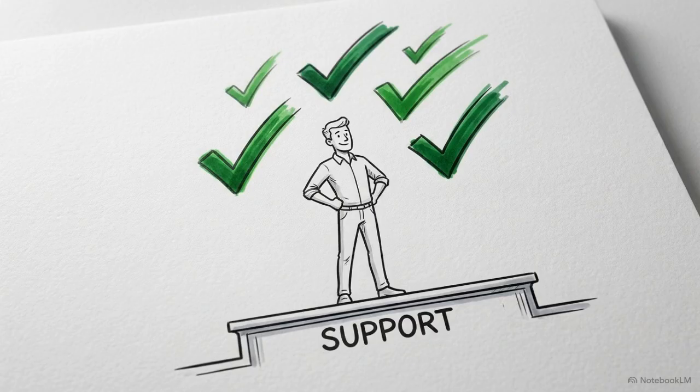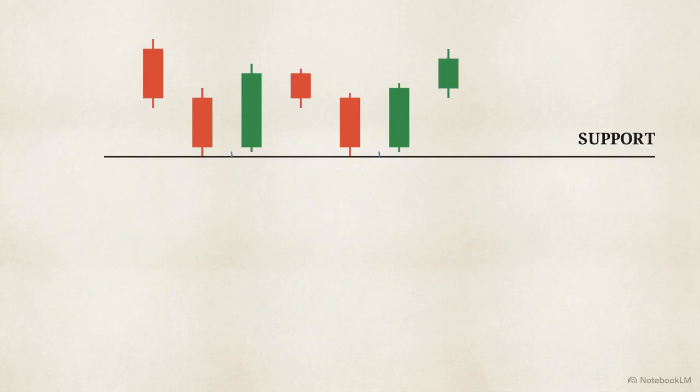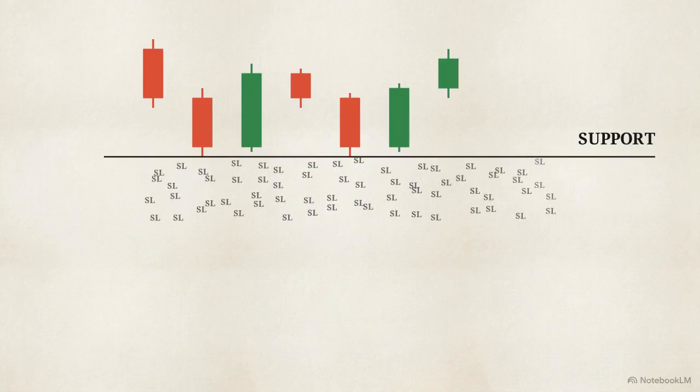That line represents traditional support. It is the psychological floor where average traders look at the chart and feel safe executing a buy order. But because everyone feels safe buying there, they all do the exact same thing. They place their automated safety nets directly beneath that floor.